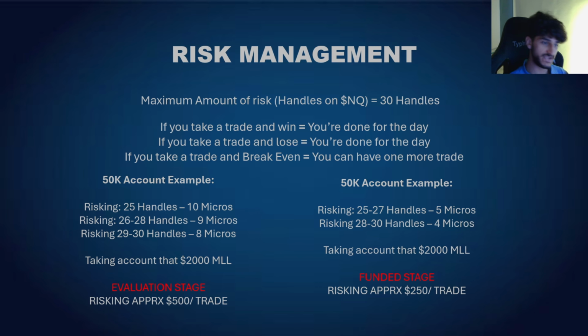Now on a funded stage, on the right hand side here, we have a 50K account example, same example. You're risking 25 to 27 handles on a trade. You want to be only having a position size of 5 micros. And if you're going to be risking 28 to 30 handles, you want to have a position size of only 4 micros. Taking into account again that $2,000 max loss limit. On a funded stage, you're risking approximately $250 per trade to make 500. A 1 to 2 risk to reward ideally.